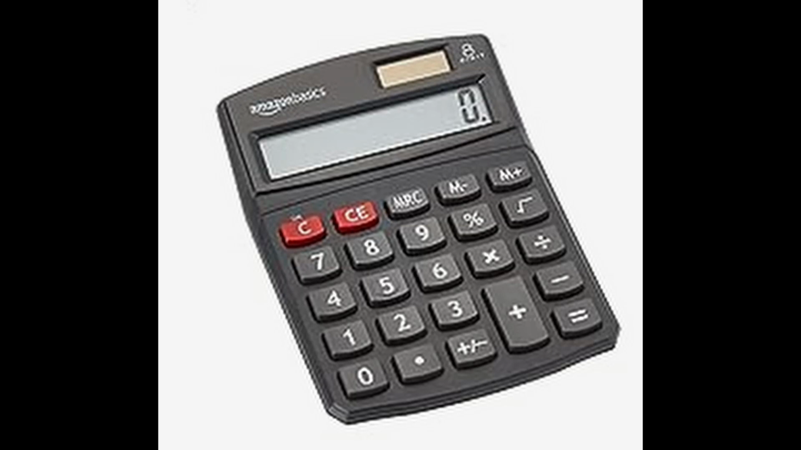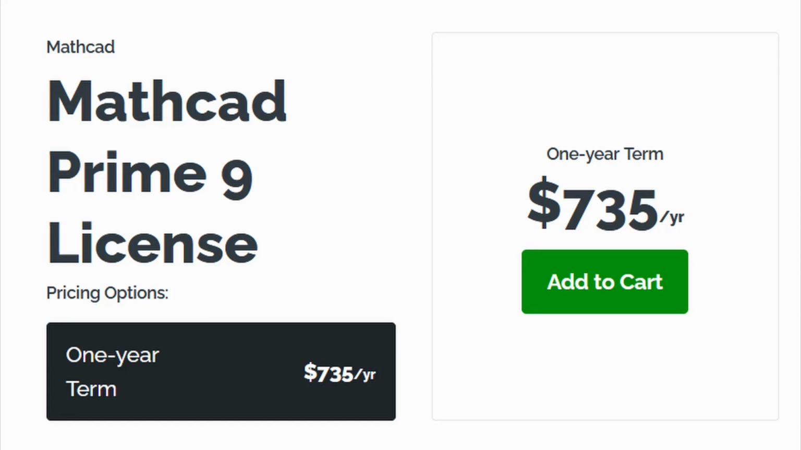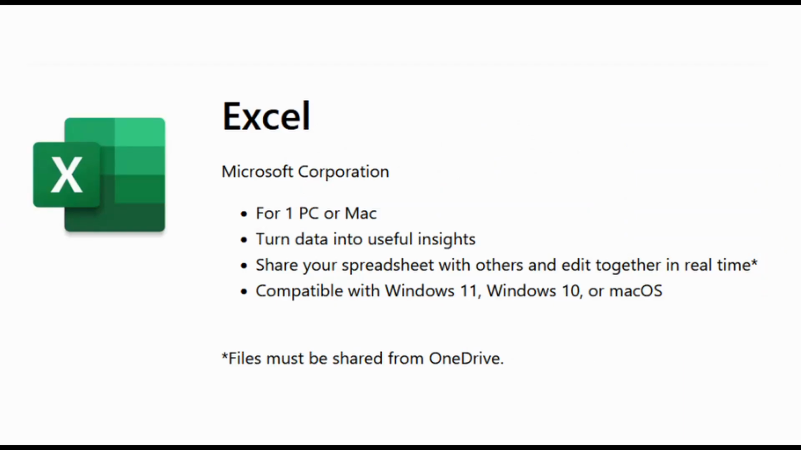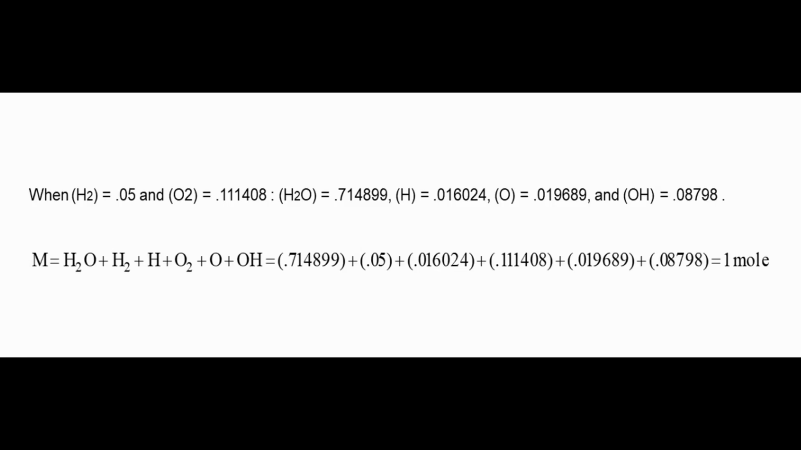The mole fractions can be figured with a pocket calculator, but this is a tedious and time-consuming task. I use a personal computer with a Fortran-like math program to do my calculations. Software programs like MathCAD or MATLAB work well. A spreadsheet program like Excel would probably work well too. When I made the H2 value 0.05, I used the formula to find that O2 equals 0.0111408. Using these values of H2 and O2 in their respective formulas, I found the mole fractions of the other products.